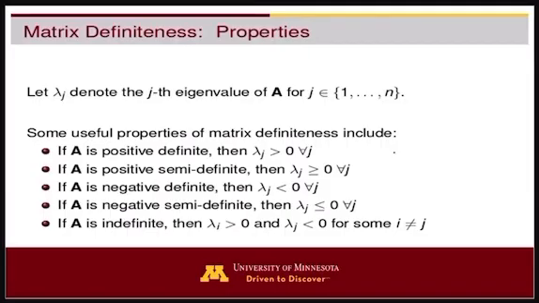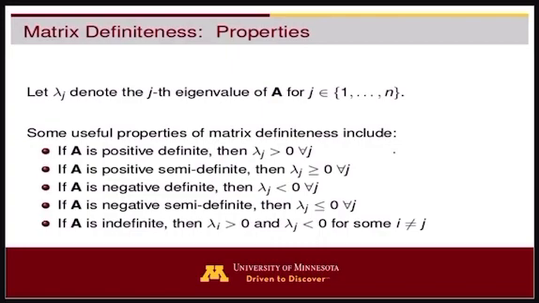Like I said here, if A is positive definite, then lambda j is greater than zero. Don't forget that lambda j in principal component analysis represents variance, and we expect the variance of a feature not to be zero. At least variance has to be positive. Variance cannot be negative, and it cannot be zero, so we need a strictly positive definite matrix when it comes to variance.